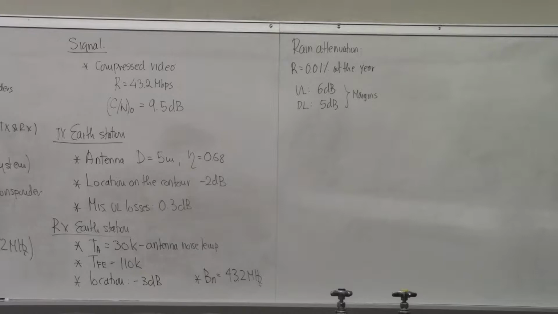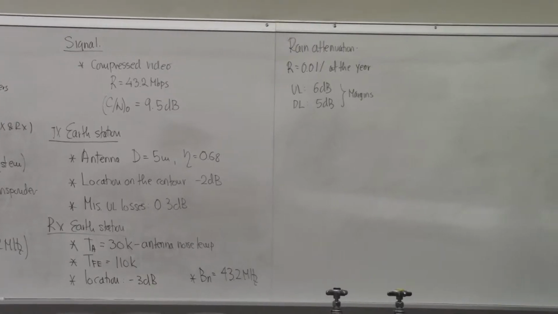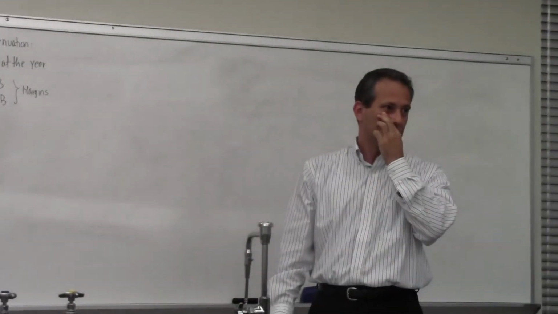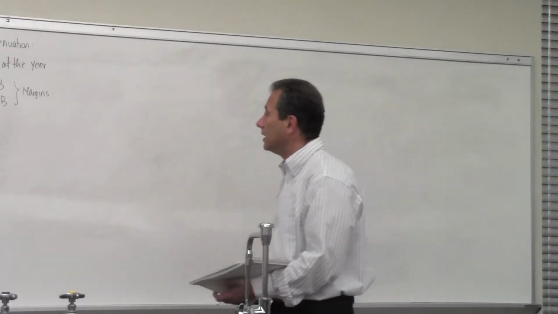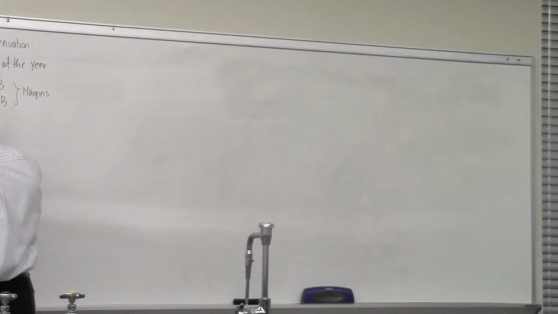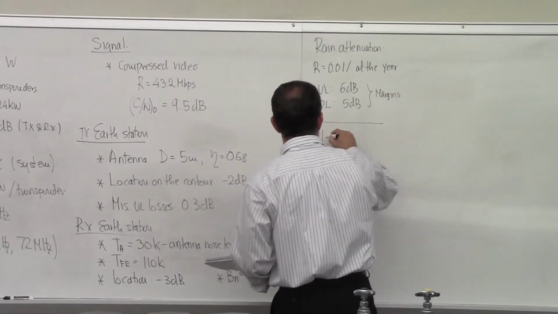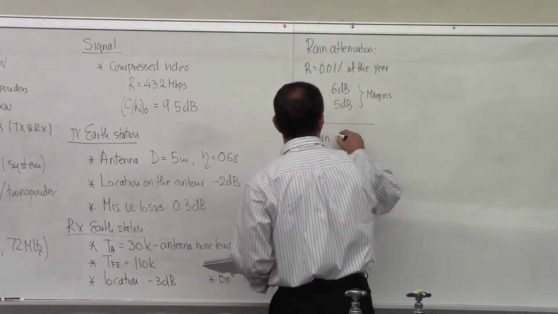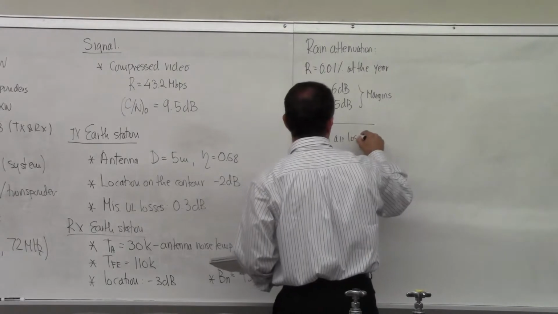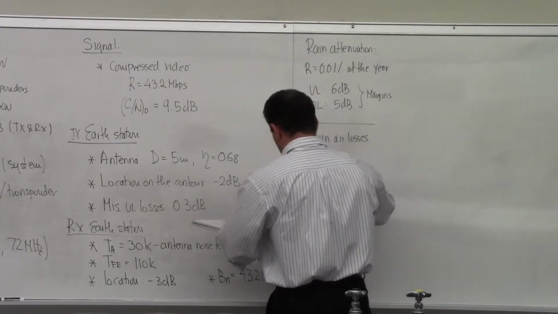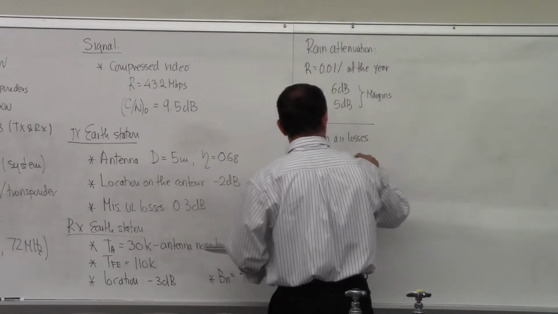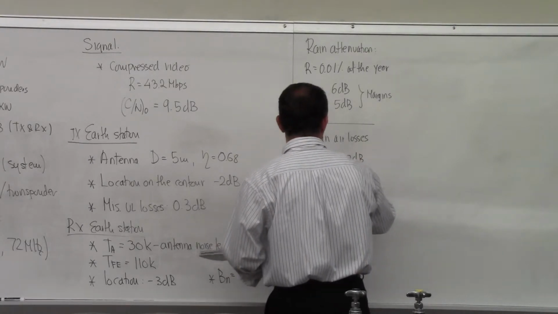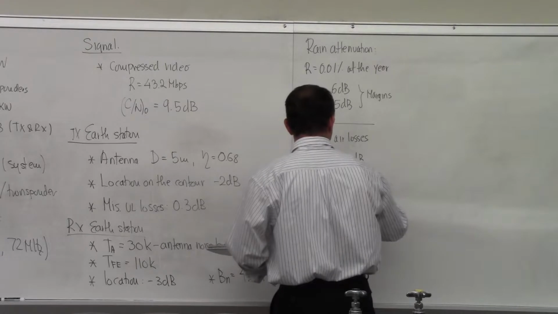Well, two reasons. They may be at different areas of the globe, but they also have different frequencies, right? And the higher frequencies typically have higher margin requirements. And then the last, clean air loss for uplink, that's 0.7 dB, and for downlink, 0.5 dB.